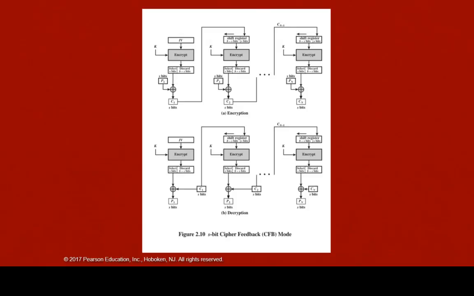Cipher feedback mode, CFB. It is possible to convert any block cipher into a stream cipher by using the cipher feedback mode, CFB. A stream cipher eliminates the need to pad a message to be an integral number of blocks. It can also operate in real time.